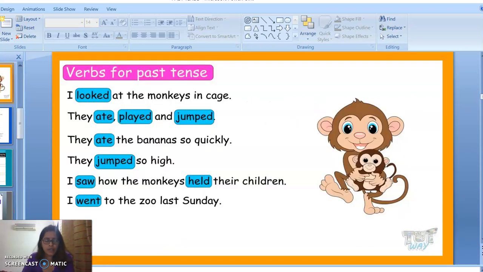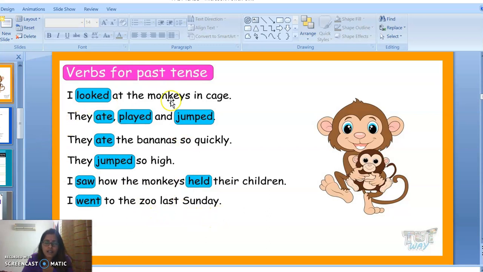Here are some examples of simple past tense, and let me tell you one more thing. Simple past tense is one of the easiest tenses out of all the tenses. So, first example: I looked at the monkey in the cave. They ate, played, and jumped. They ate the bananas so quickly. They jumped so high. I saw how the monkeys held their children. I went to the zoo last Sunday.